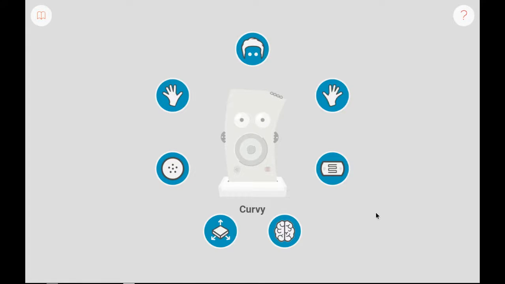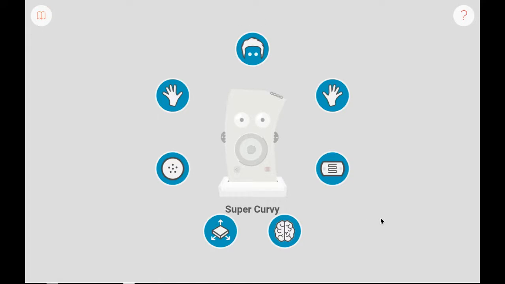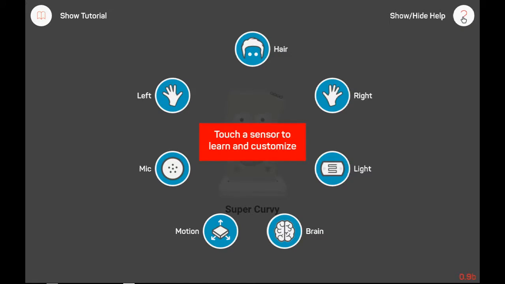This is the main page of the app. In the middle of the page, you'll see your little robot friend's character type, like ghosty, spiky, or curvy, and the name that you set for it. You can change your robot's name whenever you like. There are 7 icons around the robot: hair, left hand, right hand, mic, light, motion, and brain. These represent the different parts and sensors on your robot. If you can't remember which icon represents which sensor, then just click on the Help button here.